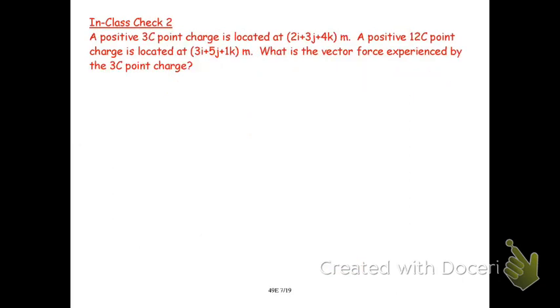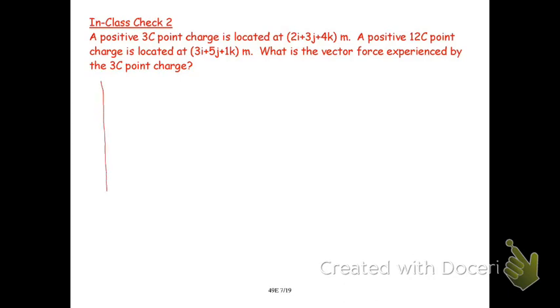Now, ijk vectors. 3 Coulomb point charges located at that position, 12 Coulomb point charges located at that position. What is the vector force experienced by the 3 Coulomb charge? You could draw me a nice 3-dimensional IJK diagram and point those two guys on there. It would make your diagram a bit complicated. You don't really have to draw it to scale. You've got to get the kind of principle behind it.